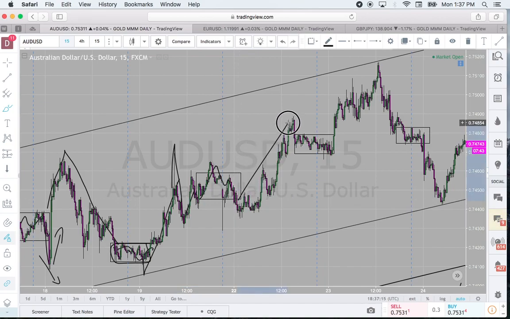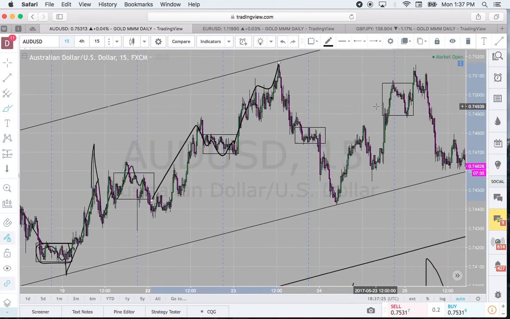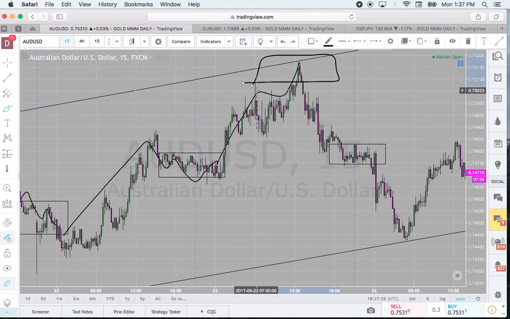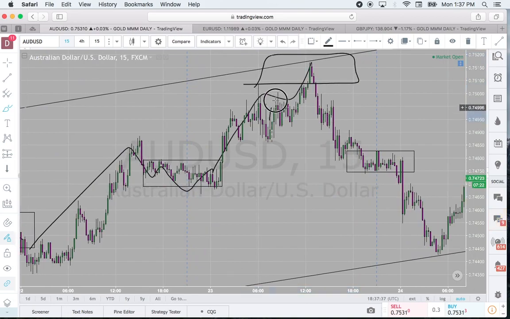Come up once more, end the day in consolidation. Come up once again, create the peak formation right here. And we can see it's a peak formation because it looks a lot like a head and shoulders pattern. We can see that left shoulder, head, and the right shoulder right there.